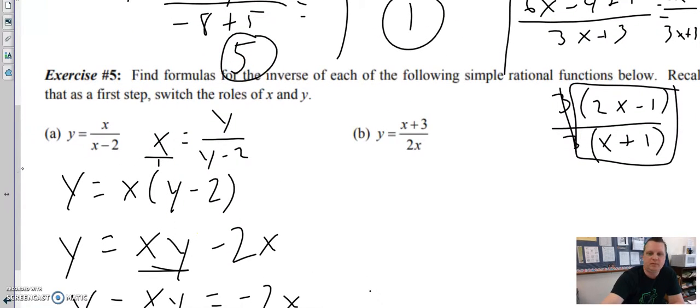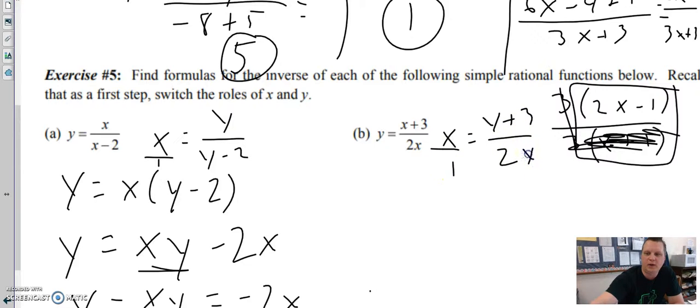The next one, same thing. Change your x and y. So I have, let's get rid of that. I don't know if I can. No, I thought that was the eraser. So I'm going to make it x = (y + 3) over 2y. That's a y. Okay. Cross multiply, and you have 2xy = y + 3.